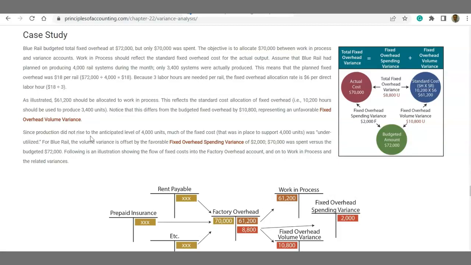Since production did not reach the anticipated level of 4,000 units, much of the fixed cost that was in place to support those 4,000 units was underutilized. For Blue Trail, the volume variance is offset by the favorable fixed overhead spending variance of $2,000. So $70,000 was spent versus the $72,000. Following is an illustration showing the cost.